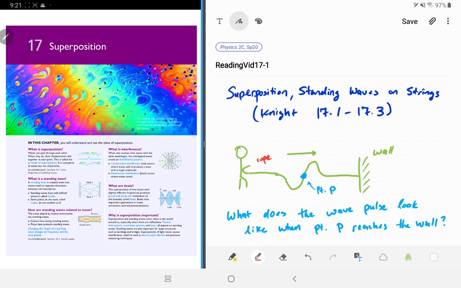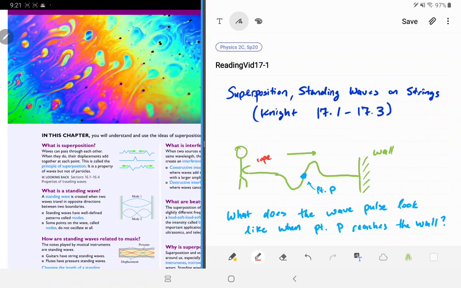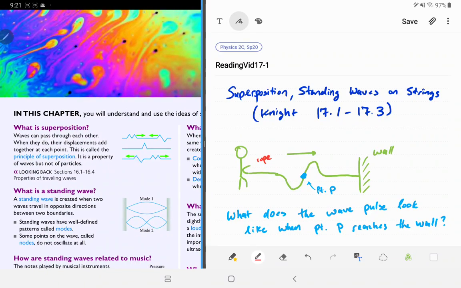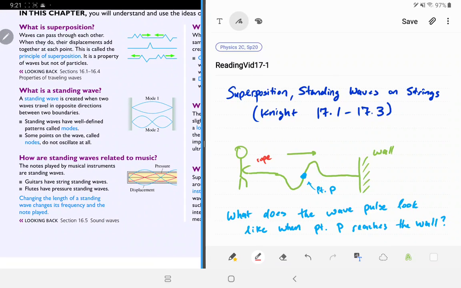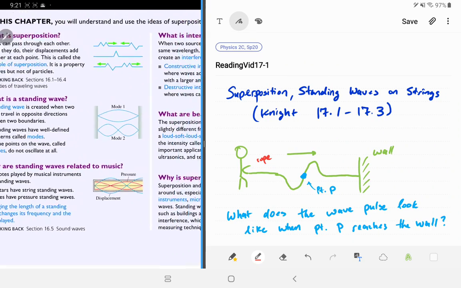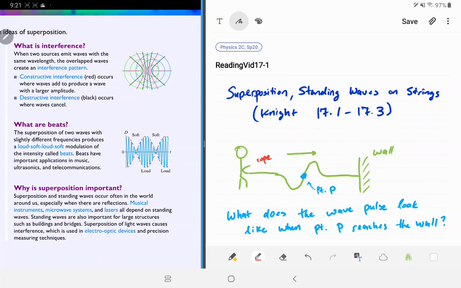Hello everyone, this is the first of two videos on chapter 17. In this video we're going to go over just the basics of superposition of waves and talk about standing waves on strings. In the next video we'll apply this to sound waves, talk about standing waves for musical instruments, and talk about beats.